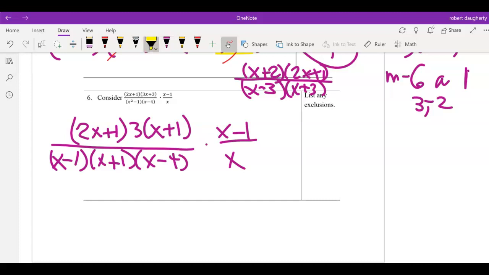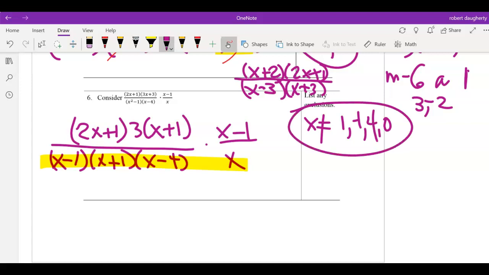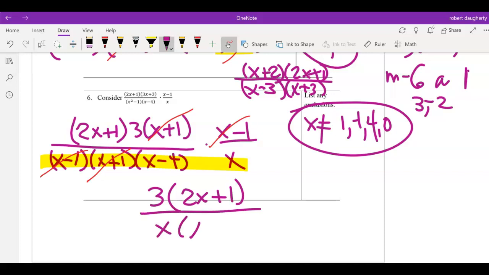So what are the exclusions? I know that x cannot be 1, negative 1, 4, or 0. Those are my exclusions. And then is there any simplification? Yes, I've got x minus 1 over x minus 1, x plus 1 over x plus 1. And so this final answer is 3 times 2x plus 1 divided by x minus 4.